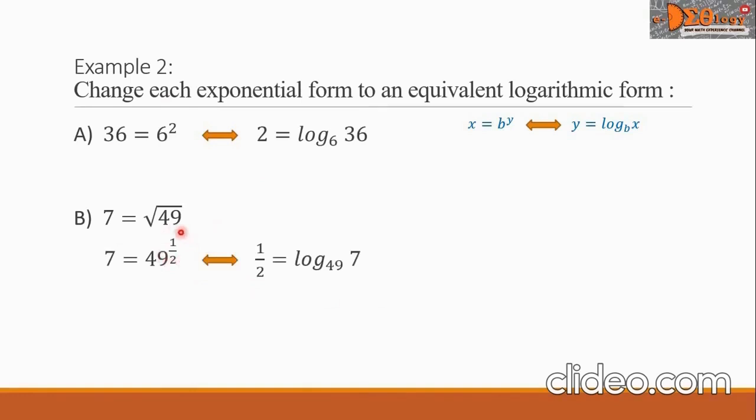The 1/2, or the exponent in here, will be our answer here, 1/2, then equals. We will write the log of the number 7, we will write here, and this base 49 of the exponent is the same base for the logarithm. So our final answer is 1/2 equals log of 7 to base 49. This is our final answer.